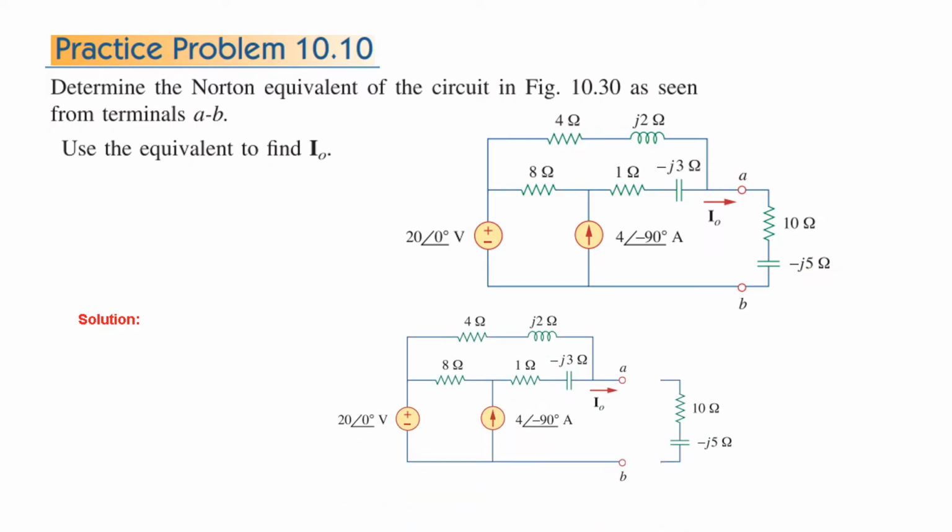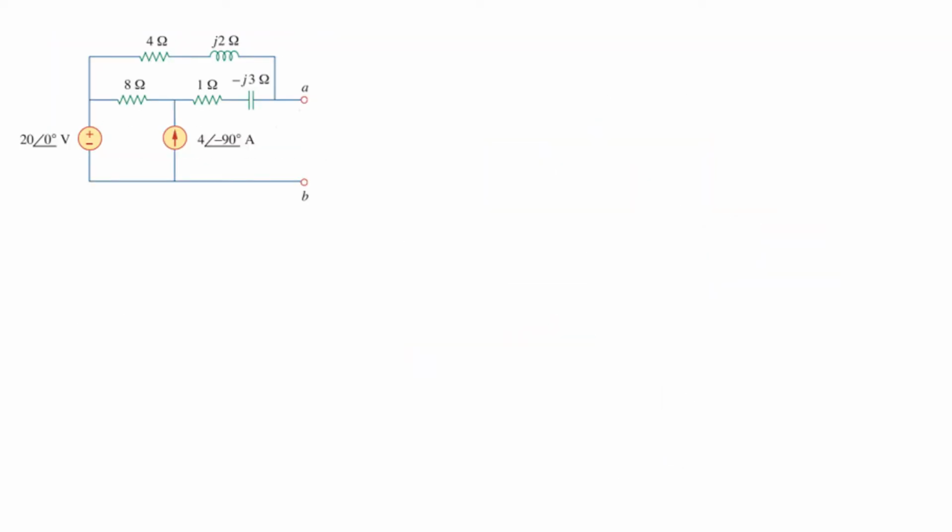So the first step is that we separate the load, and then we'll find the Norton impedance and Norton current from this one. To find Z Norton, we have to remove the sources. We short circuit the voltage source and open circuit the current source as shown here. Shorted the voltage source, opened the current source. And now this is the impedance.